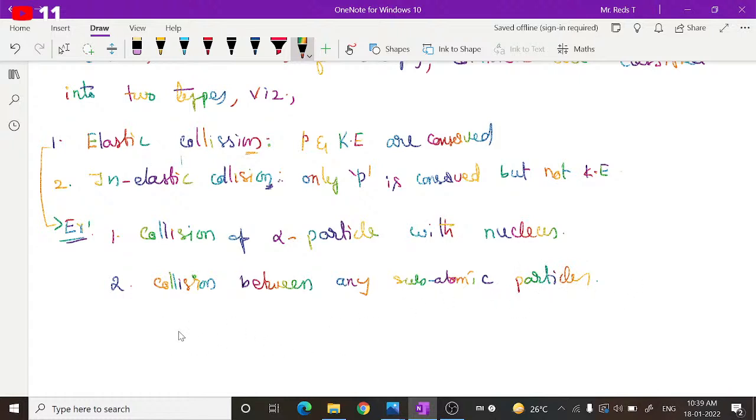Subatomic particles can also be considered as an elastic collision. In any collision, no loss of energy takes place. Say, for example, if you take two spherical balls, keep one ball at rest, and hit it with the other ball, both may move, or one may stop and the other may move.